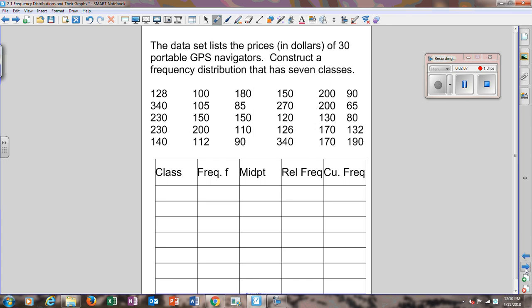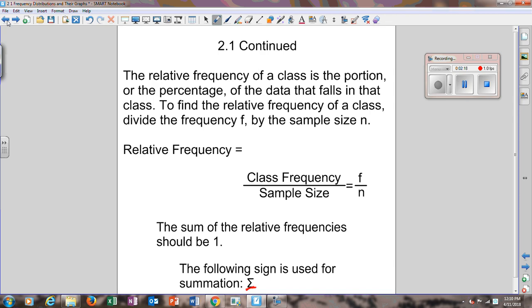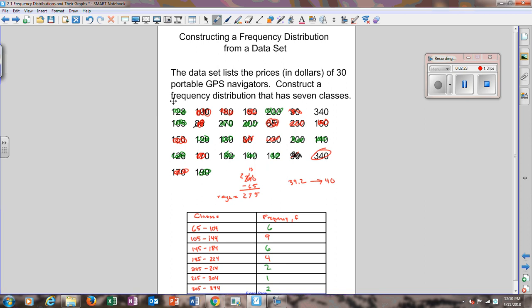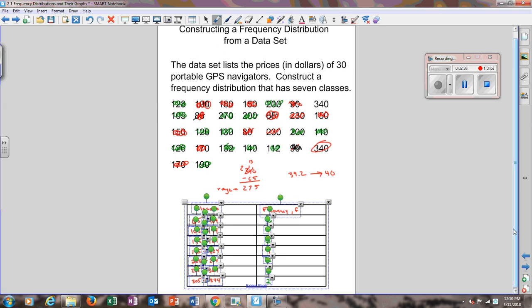So it says we have 30 portable GPSs, construct a frequency distribution that has 7 classes. I believe this is the same example as before with the GPSs. So we can really use the same classes and frequencies. Tried to make the examples easy enough so that we could pull that off.